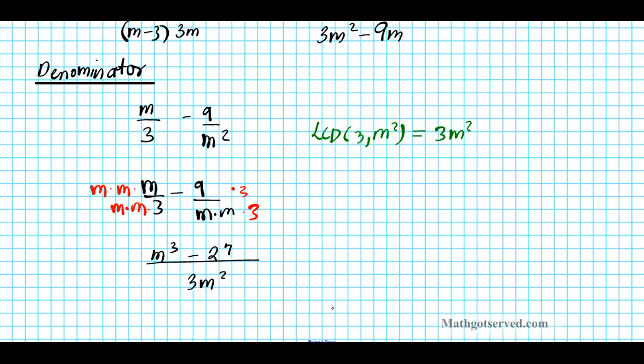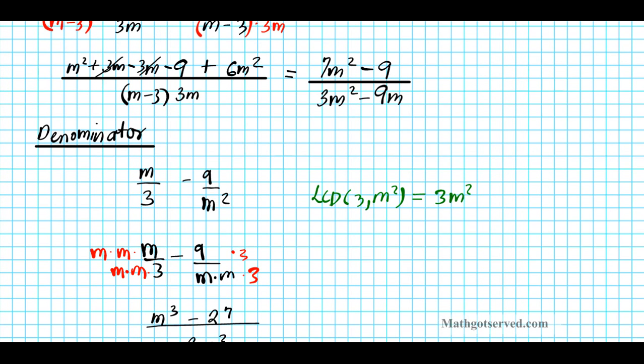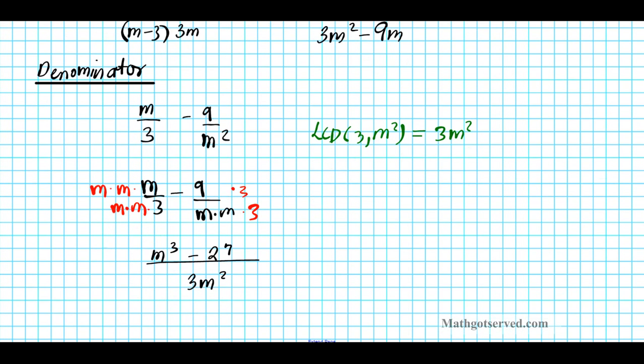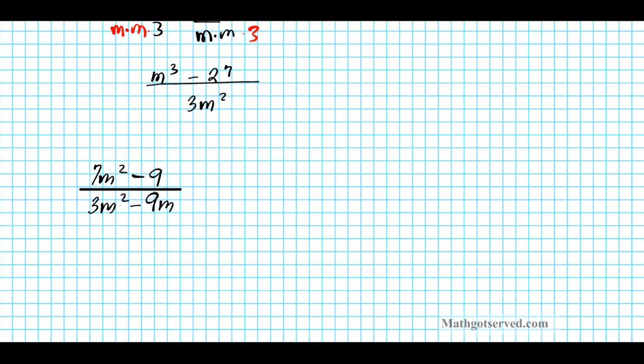Now we're going to rewrite the entire problem as a quotient of these two results that we got. So as a quotient of this result right here and this result right here. All right, so that's the numerator. And then we're going to divide the numerator by the combined denominator, which is m to the third minus 27 over 3m squared. Okay? It looks simpler than before, but it is still a complex fraction by all means.